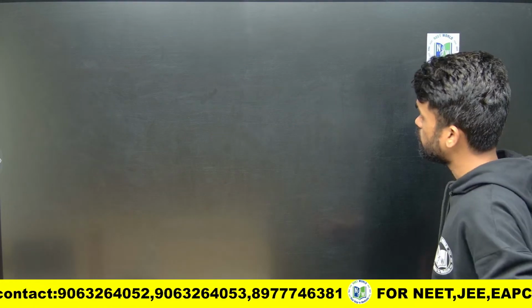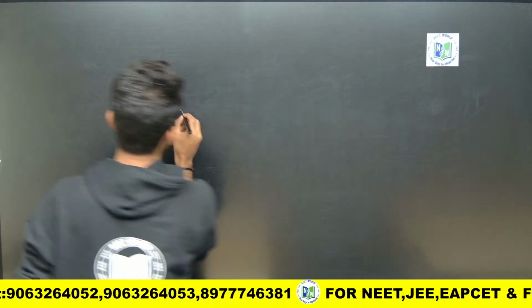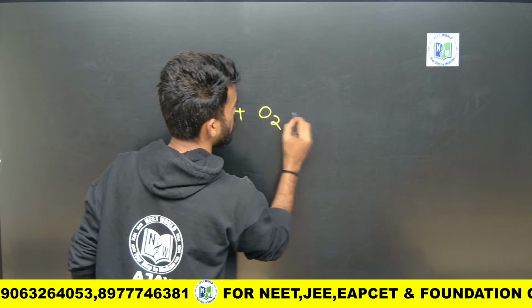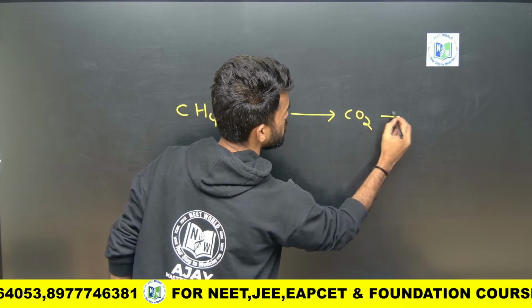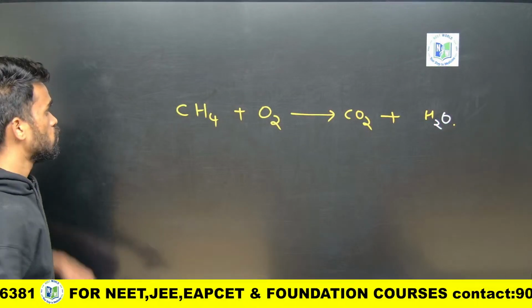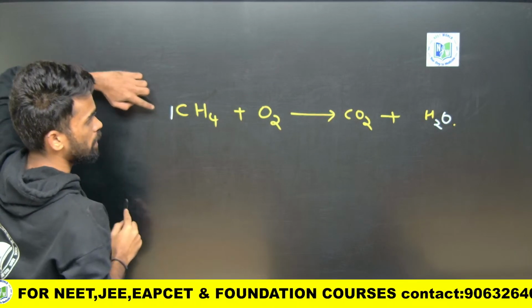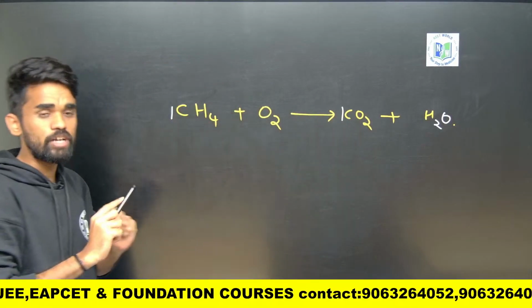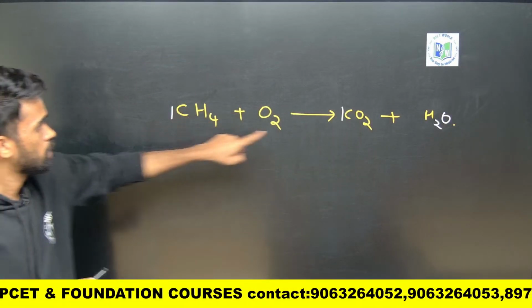Okay, so here we will be taking methane as a general example. Methane plus O2 combines to form CO2 and H2O. This is a combustion reaction. So 1 mole of methane, combining with oxygen, forms 1 mole of carbon dioxide. Just try to balance the number of carbons: here 1, here also 1.